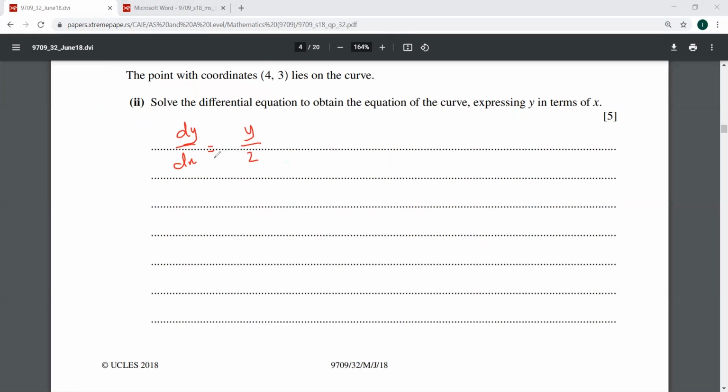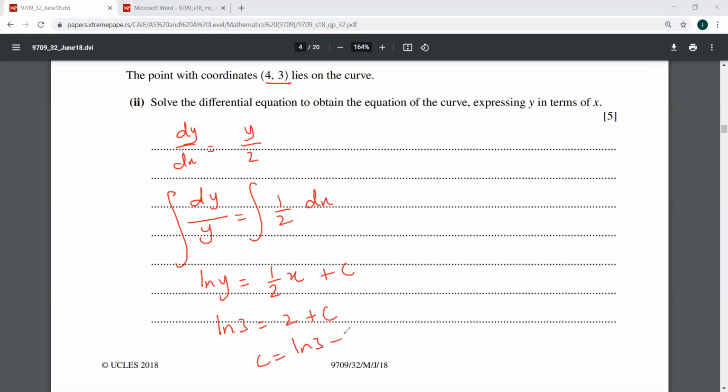So you have to split this equation in such a way that one side has the dy and the other side has the dx. So this is dy, I'll bring this y here as well, and this is half dx. Got it? How can this be such a simple equation here? So this is going to be ln y equal to half x plus c. And let's put this point into it. So ln 3 equals 2 plus c. So your c is ln 3 minus 2.